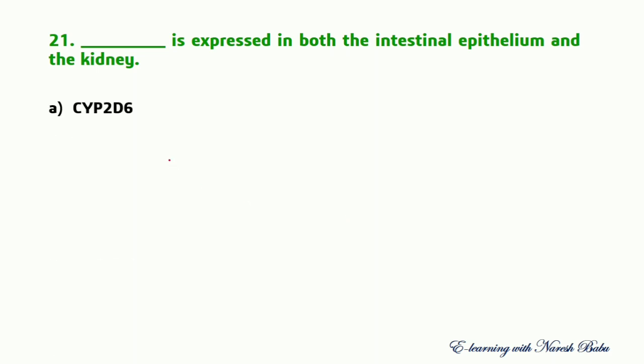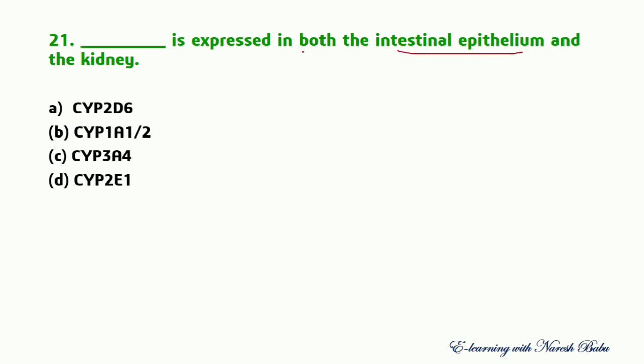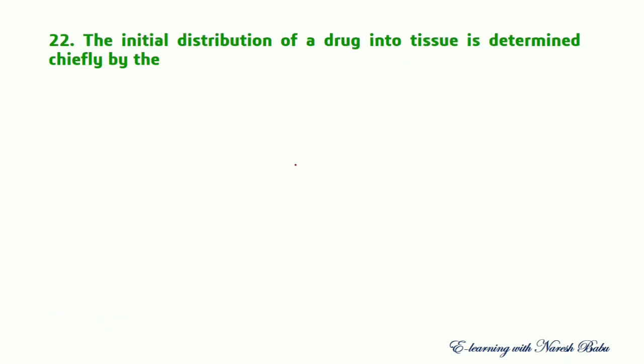So which enzyme is expressed in both the intestinal epithelium and the kidney? You can see the options: cytochrome 2D6, 1A1 or 2, cytochrome 3A4, and cytochrome P2E1. Among these, the one expressed in both the intestinal epithelium and the kidney is cytochrome P3A4. So answer is 3.